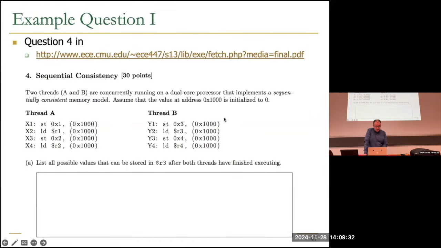This is like the two threads here, thread A and B, and they are concurrently running on a dual core processor that implements a sequentially consistent memory model. So that's the assumption. And we say that assume that the value at address basically hex 1000 is initialized to 0. So that's the initialization. And these are the two codes we have. So the first question is that list all possible values that can be stored in register 3, R3, after both threads have finished executing. Like depending on the order of these instructions, like we have interleaving, right?